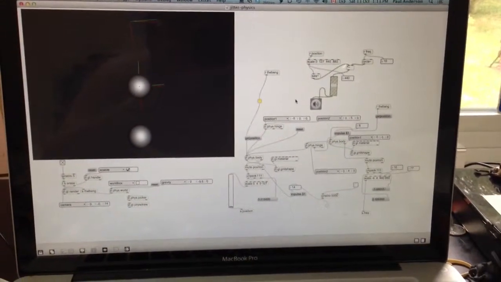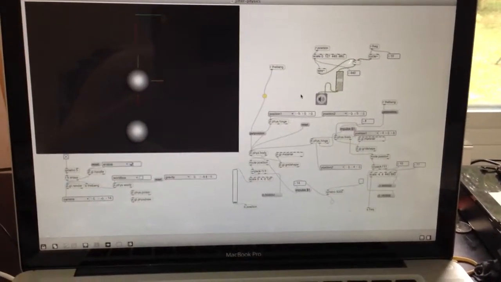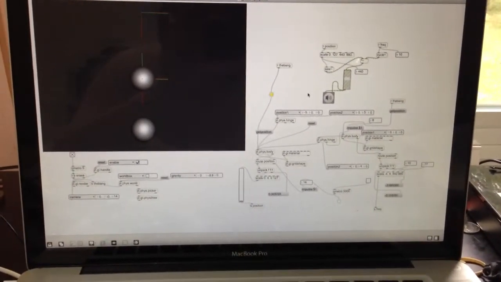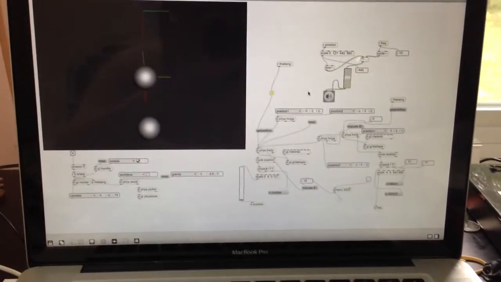But it's surprisingly easy to put together, and I'm very pleased with it so far.